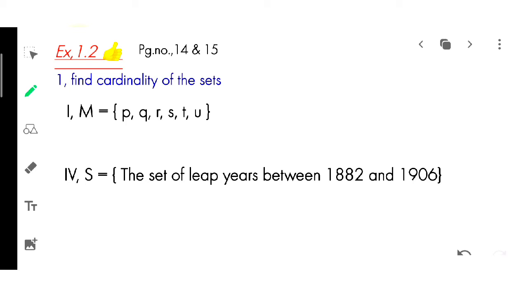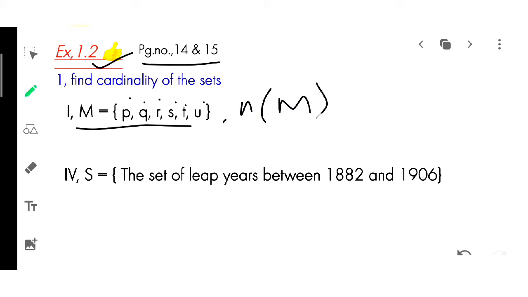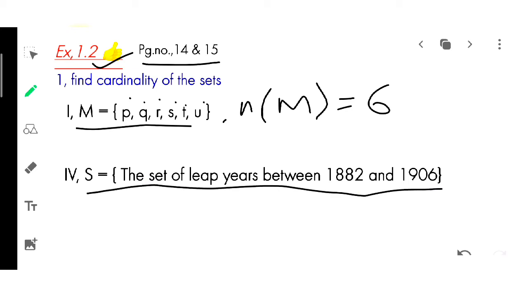Okay, take your book, page number 14 and 15, to get the answers of your exercise problems. Find the cardinality of the sets. In the first question it is very simple. We can just count the elements in that set, which has 6 elements. So n of M is a set with a cardinal number 6. That is the answer.